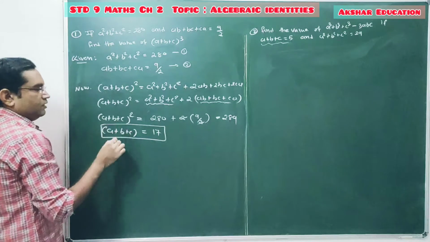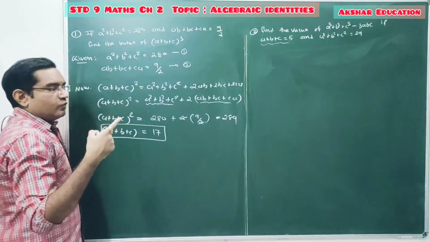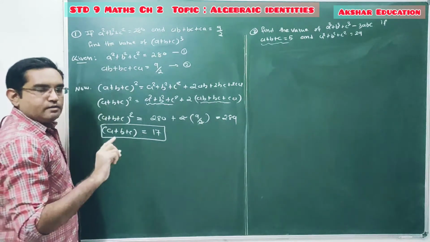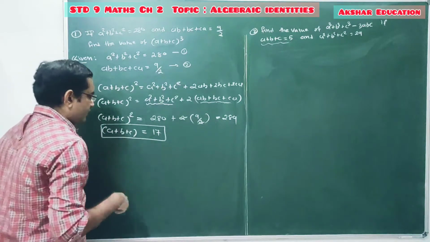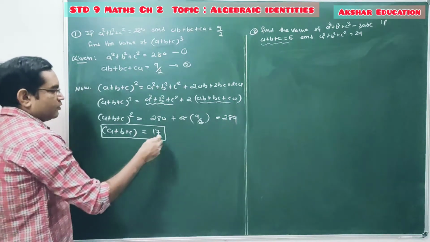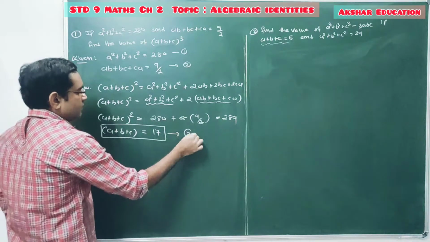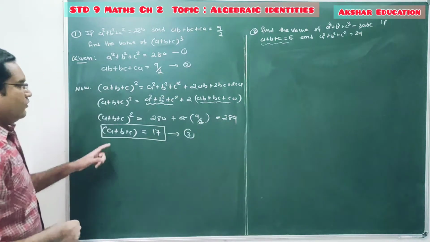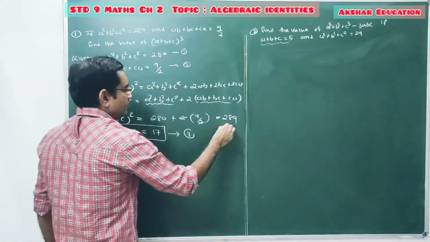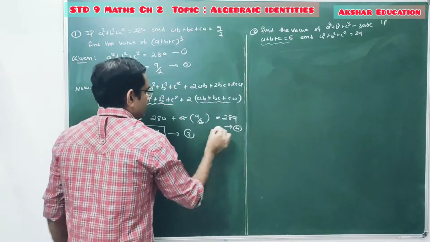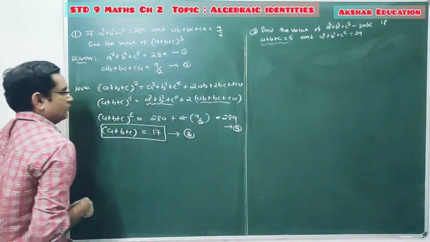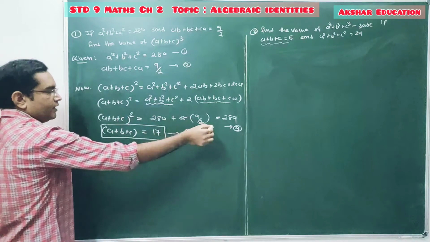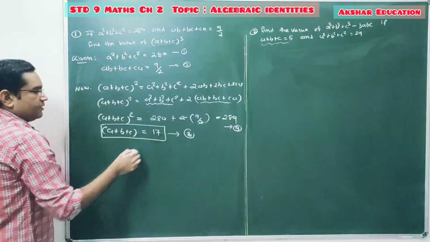17. You have to learn the squares of the numbers from 1 to 20. That is the basic requirement for mathematics. So a plus b plus c equal to 17. Say this one is result number 3. So we are doing, you can call this result 3 or result 4. So a plus b plus c whole square is 289. A plus b plus c is 17.